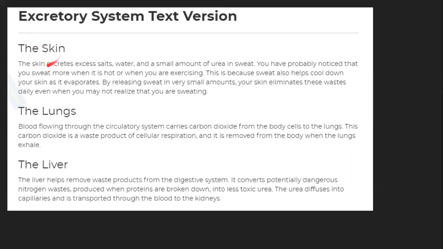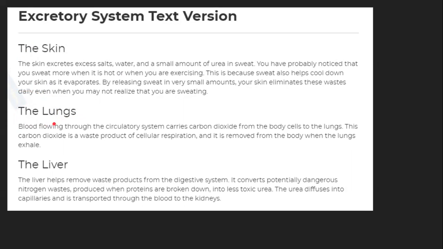Now the skin is part of the excretory system. So what does the skin get rid of? What waste product does the skin produce and eliminate from the body? It produces sweat. Sweat contains different chemicals that the body wants to get rid of. It also gets rid of salts and different things like that. It has other purposes, like it helps you to cool down. But the sweat contains different things that the body wants to get rid of. The lungs are also part of the excretory system.